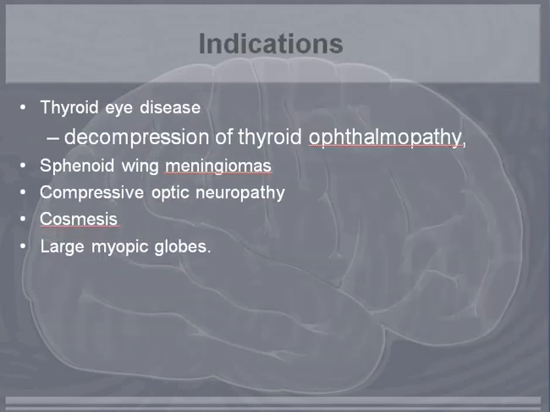Now, what are the indications? As previously said, thyroid eye disease. So decompression of thyroid ophthalmopathy, sphenoid wing meningiomas, compressive optic neuropathy, cosmesis, large myopic globes.